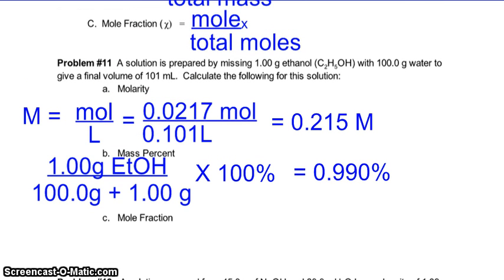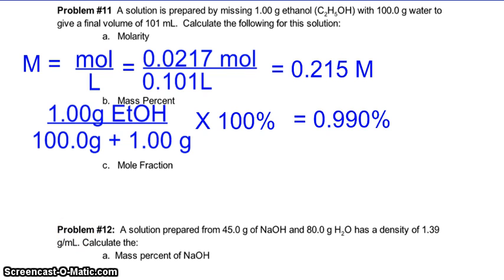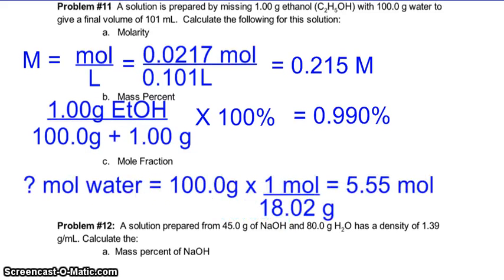All right, to find the mole fraction, let's scroll back up again. A mole fraction, here it is the moles of, in this case, the solute, which is ethanol, divided by the total moles of solution. So if you recall, we already have the moles of your ethanol. There's your moles of ethanol, and then you're going to divide it by the moles of water. We haven't calculated that yet, so why don't you go ahead and calculate the moles of water. So I figured out the moles of water. We have 100 grams divided by the molar mass, which is 5.55 moles. So now we need to just plug it into the equation.